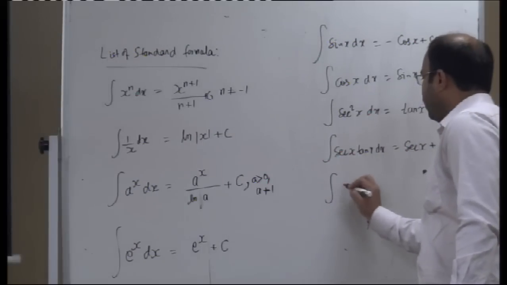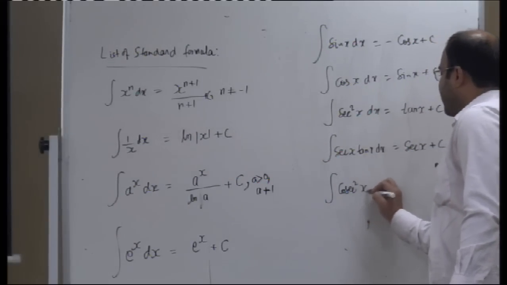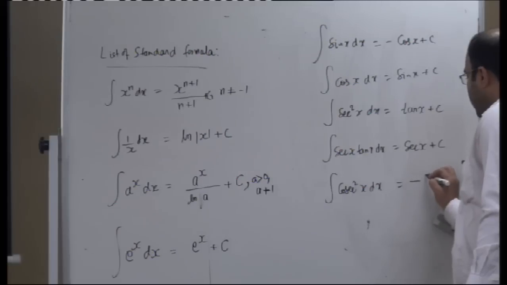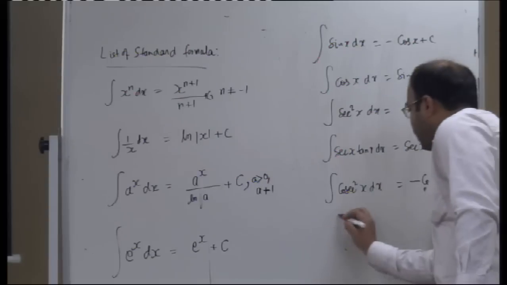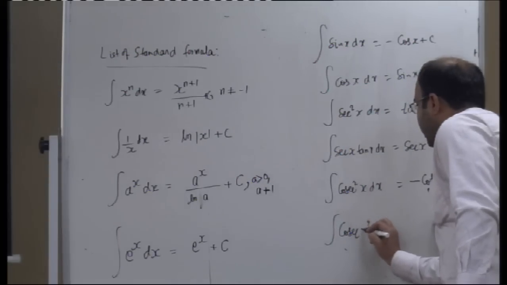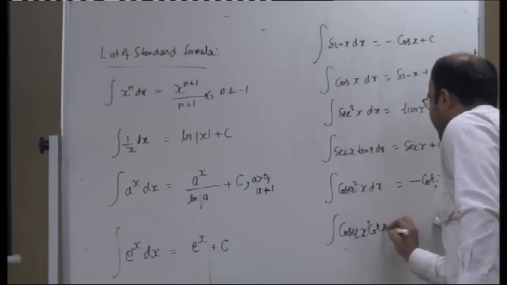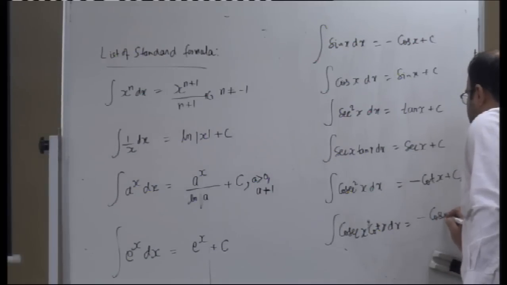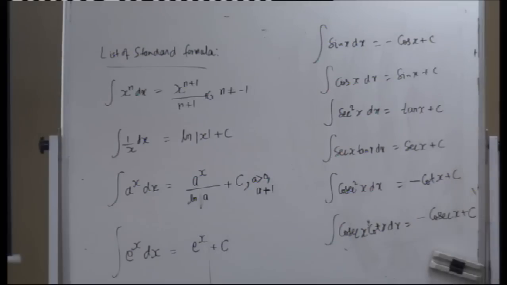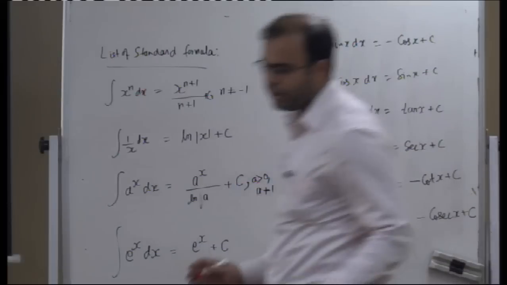Similarly, we had a formula like integral of cosec square x dx, that was actually minus cot x plus c, and then a formula like integral of cosec x into cot x dx, that is actually minus cosec x plus c, right? So in this manner we can remember these formulas. You have to remember just the minus signs. If you know the formulas for differentiation, this basic formula you already know.